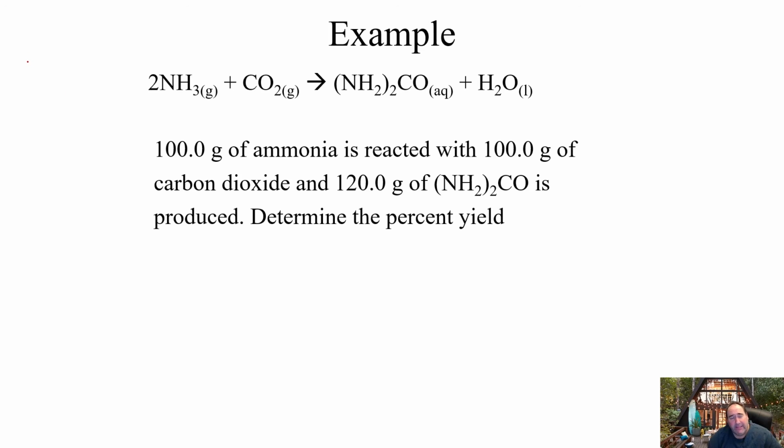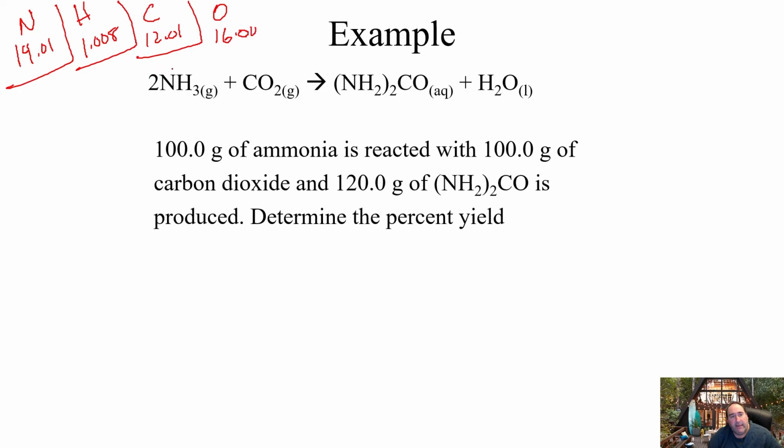By the way, I think I saw this one earlier, but I'll put up some numbers here to help you in case you don't want to reference back. 14.01 for nitrogen, hydrogen 1.008, carbon 12.01, oxygen 16. All right, take a few moments and see what you come up with here. Okay, so to finish out this one here, I got 100 grams of ammonia, which is this guy, and I got 100 grams of CO2, which is that guy, and I'm actually producing 120 grams of this guy here.